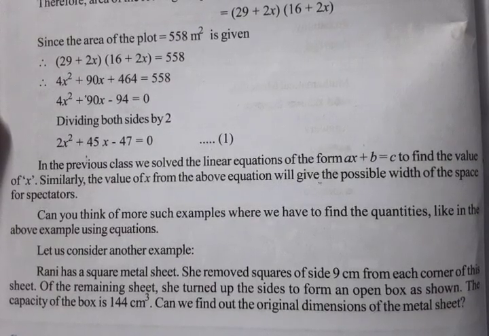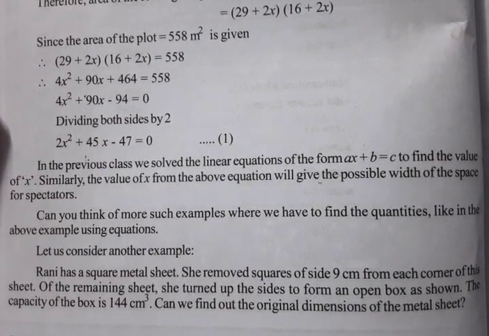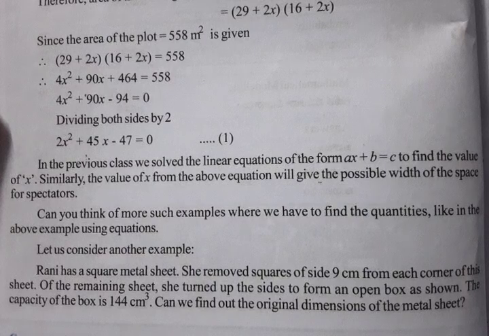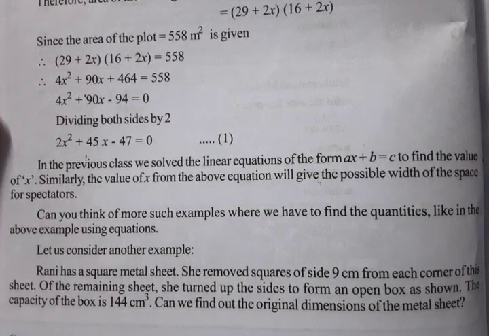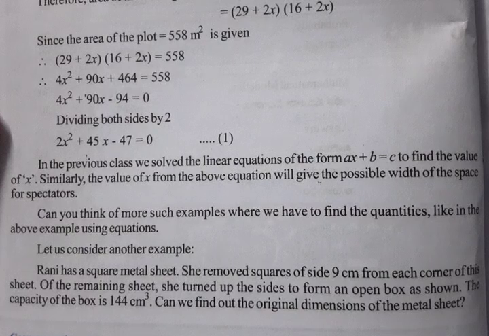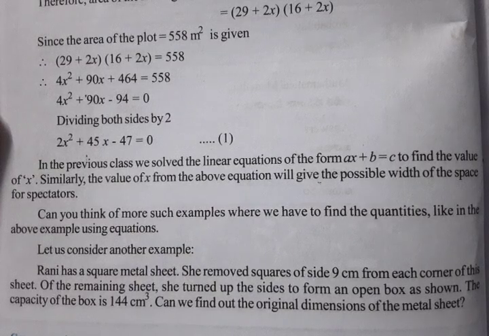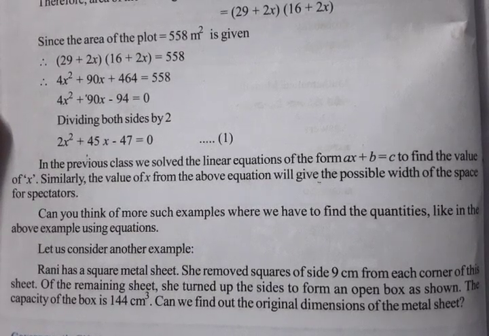In the previous class, we solved linear equations of the form ax plus b equal to c to find the value of x. Similarly, the value of x from the above equation will give the possible width of the space for spectators. Can you think of more such examples where we have to find quantities like in the above example using equations? Let us consider another example.